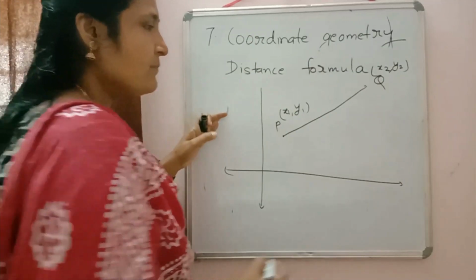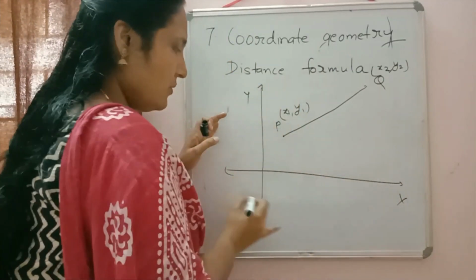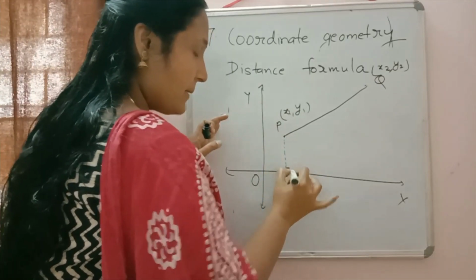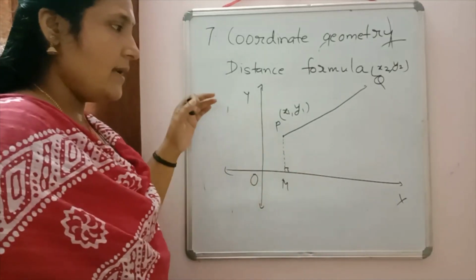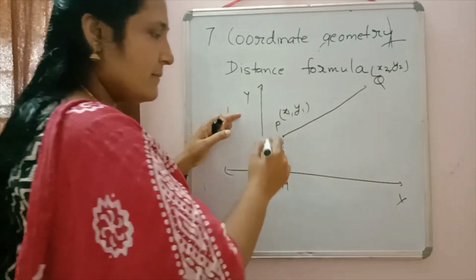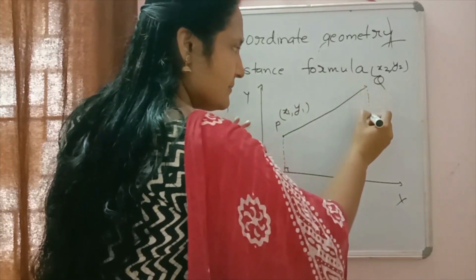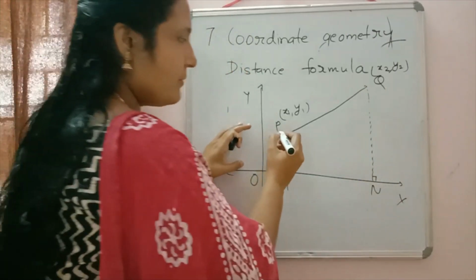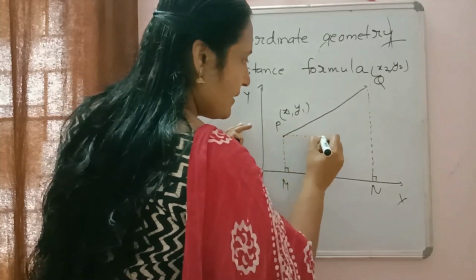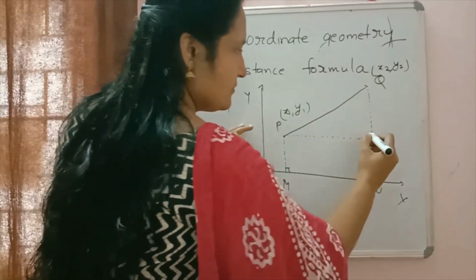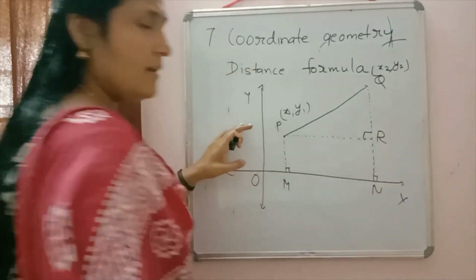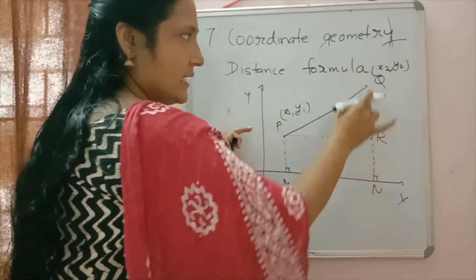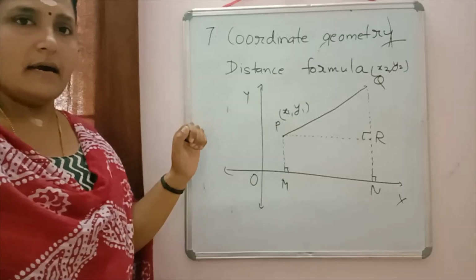For this, first we will draw some lines. I am drawing PM perpendicular to x-axis, not parallel. We are drawing perpendicular lines to x-axis: PM perpendicular to x-axis, QN perpendicular to x-axis, and from the point P we will draw another perpendicular line to QN. Suppose this point is denoted by the letter R. So here we have triangle PQR. In that, angle R is 90 degrees, therefore PQR is a right triangle.